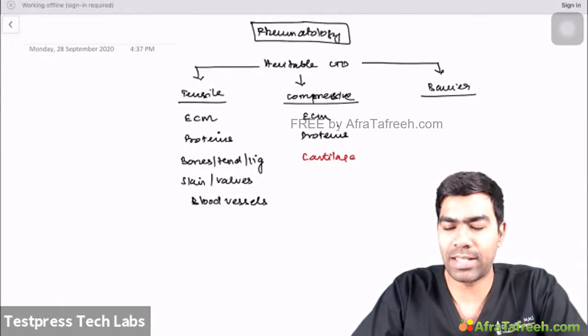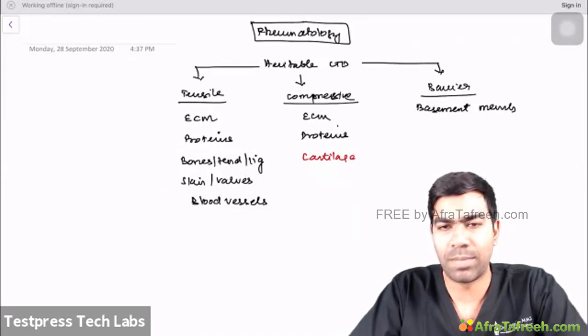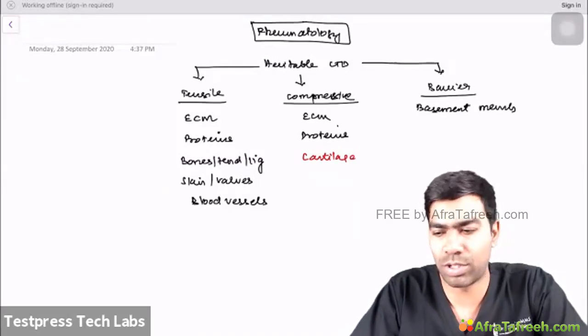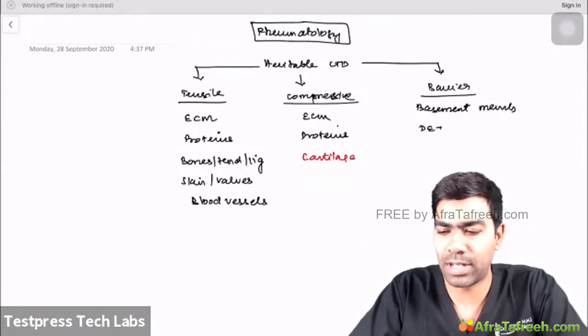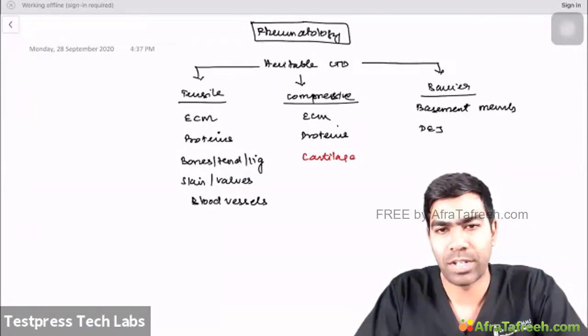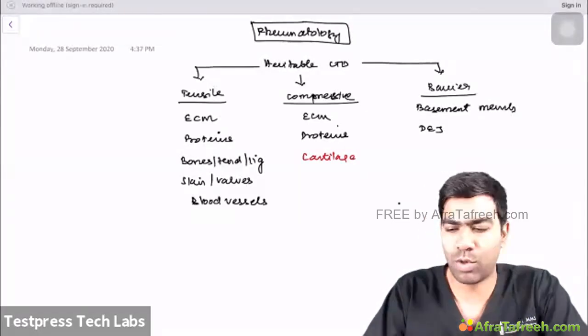As far as the barrier CTD is concerned, the problem will be in the basement membrane predominantly, and that's going to be the characteristic key feature, the basement membrane issues, for example, Alport syndrome, a type 4 collagen problem. So that will come under barrier CTD. And the problem will be in the dermo-epidermal junction, DEJ. For example, epidermolysis bullosa. So let us move on to the examples now.